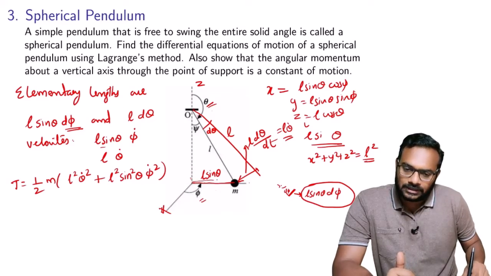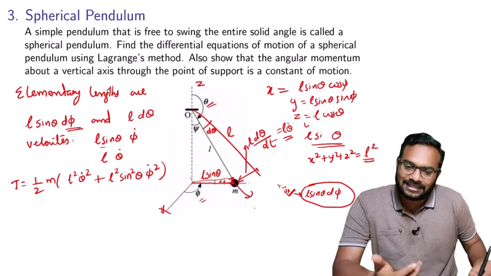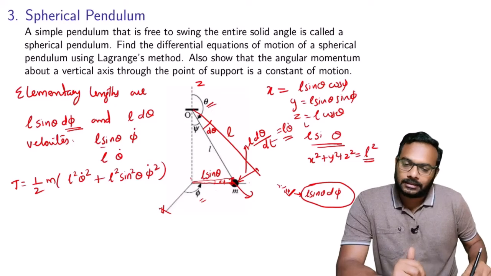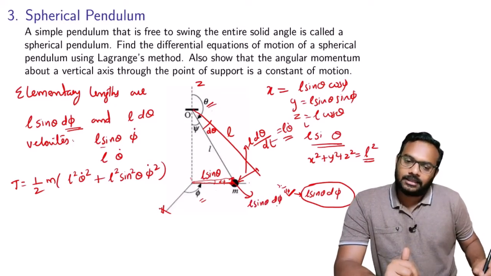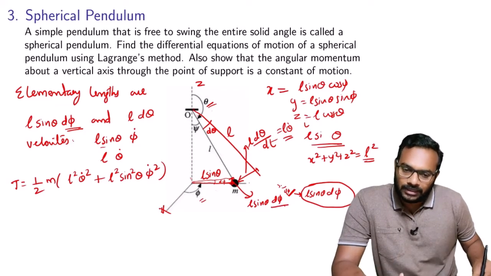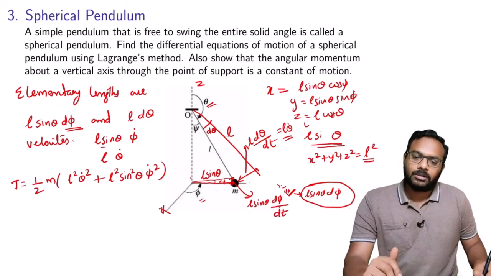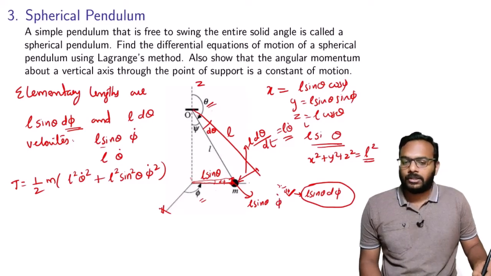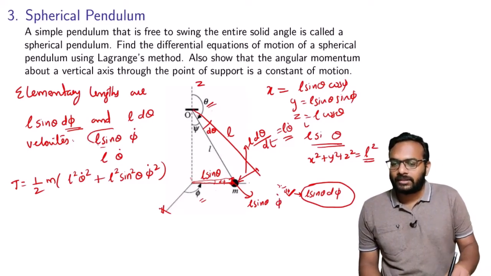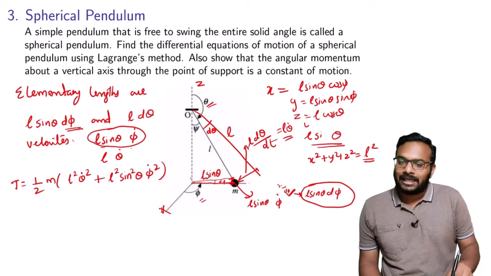Now if there is a small change in the angle phi, that's called d phi, the corresponding distance moved is L sin theta d phi. And again, if you are doing it in a small time dt, the corresponding velocity would be L sin theta d phi by dt, or L sin theta phi dot. The tangential velocities are L sin theta phi dot and L theta dot.